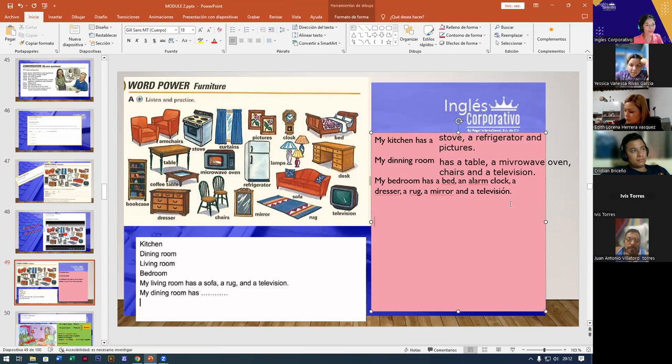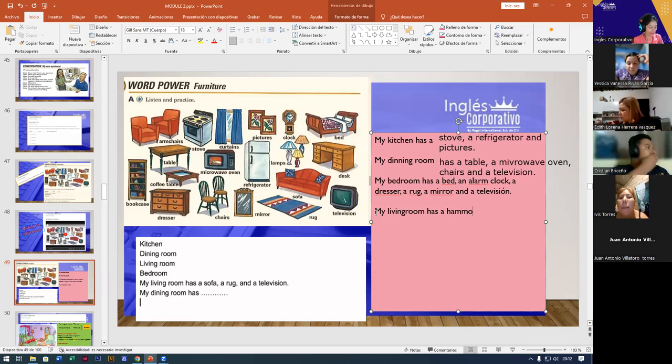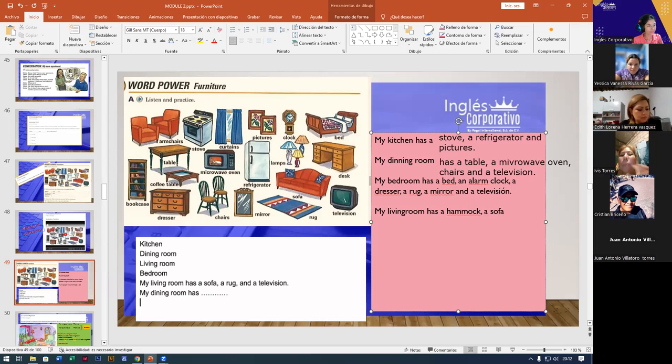Now you are going to describe your living room. My living room has... ¿Cómo se dice hamaca, teacher, perdón? A hammock? Hammock. My living room has a hammock. Good. A sofa. Has a window and curtains. A window and curtains. And curtains.